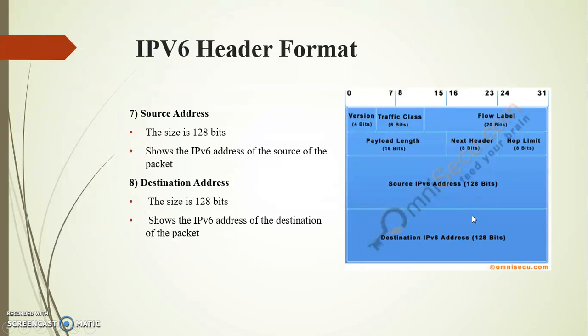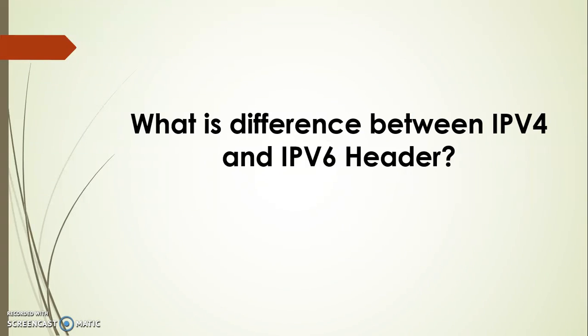Then the source address. The source address is 128 bits. It gives the address of the source of the IP packet. It shows the IPv6 address of the source of the packet. Then the destination address. It is 128 bits and shows the address of the destination of the IP packet. Then we have studied the IPv4 and IPv6 header format in detail. Now let's study the differences between IPv4 and IPv6 headers.